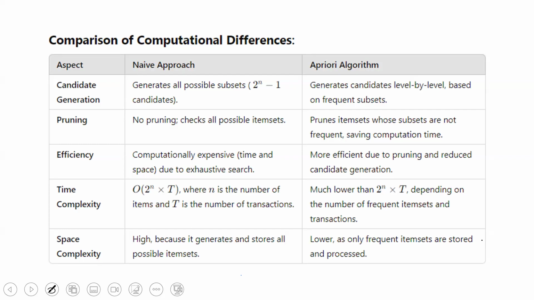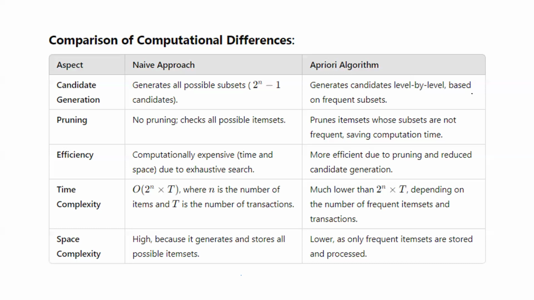You just prune the space compared to the naive approach. Now, if you compare the differences between the naive approach and the a priori approach, candidate generation: you generate 2 to the power of n minus 1 candidates. The minus 1 is just to ignore the null set. You just ignore that. That's the reason it is mentioned as 2 to the power of n minus 1. And then what about a priori? A priori generates candidates level by level. That is why it is called breadth first search.